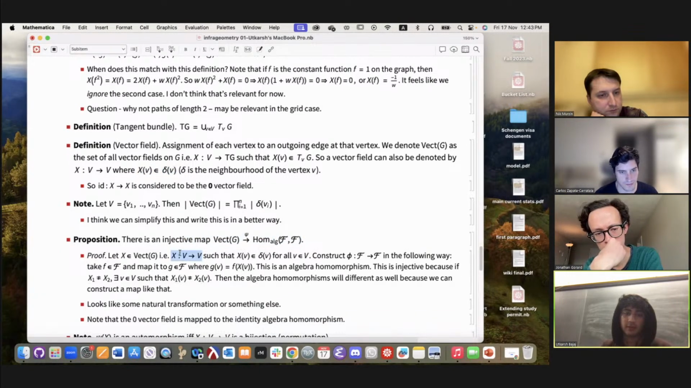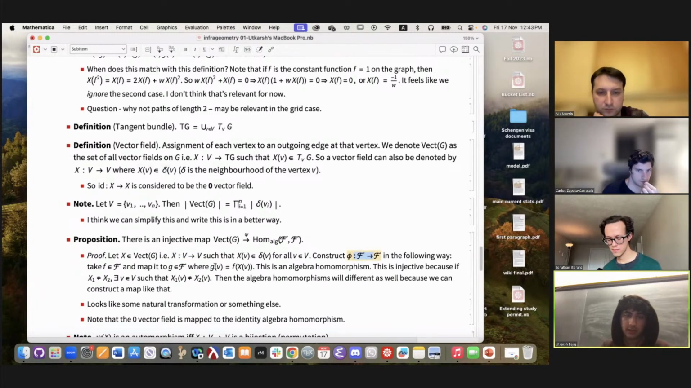If I have any vector field, then I can construct an algebra homomorphism from the set of functions that takes a function and gives another set function that just evaluates, which basically takes a vertex and evaluates it at the next point.